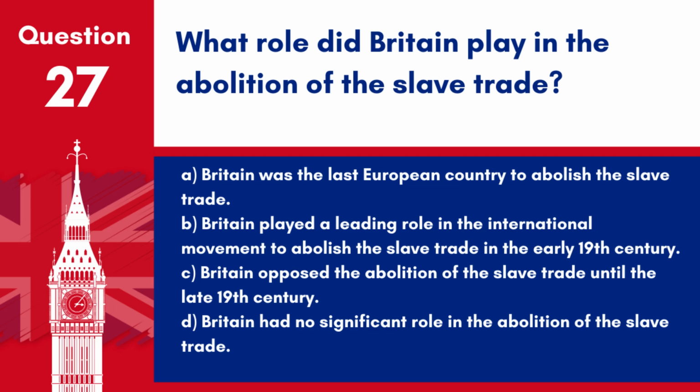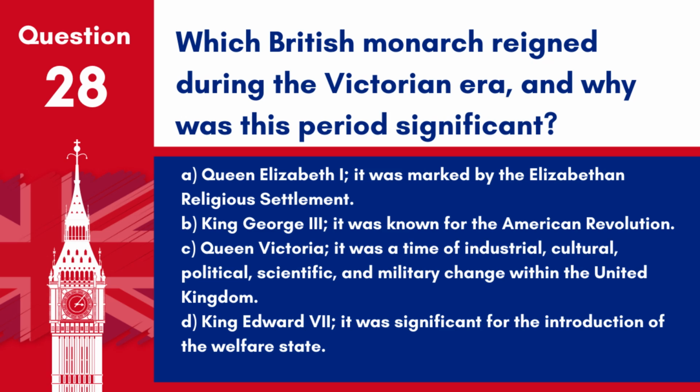C. Britain opposed the abolition of the slave trade until the late 19th century. D. Britain had no significant role in the abolition of the slave trade. Answer: B. Britain played a leading role in the international movement to abolish the slave trade in the early 19th century. The British Parliament passed the Slave Trade Act in 1807, making it illegal to engage in the slave trade throughout the British Empire.